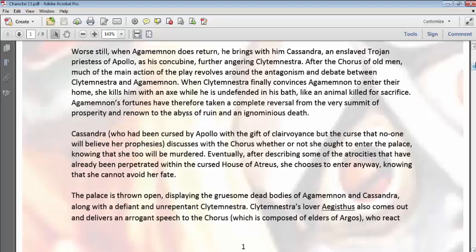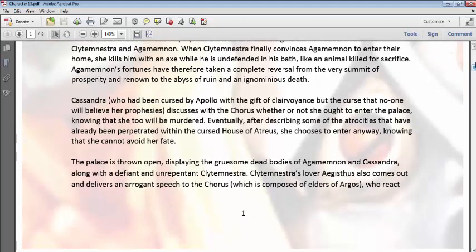Also, an interesting fact about Cassandra is that she has been cursed by Apollo with the gift of clairvoyance, which means looking into the future. And she's been given this gift of clairvoyance, but she also has the curse that no one believes her prophecies.